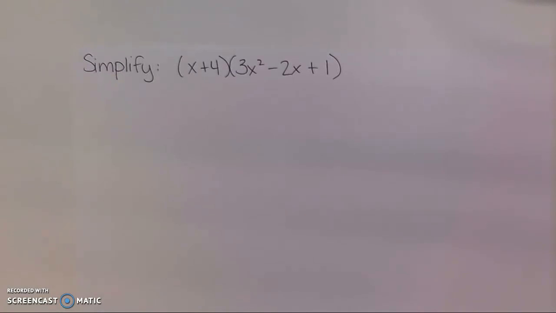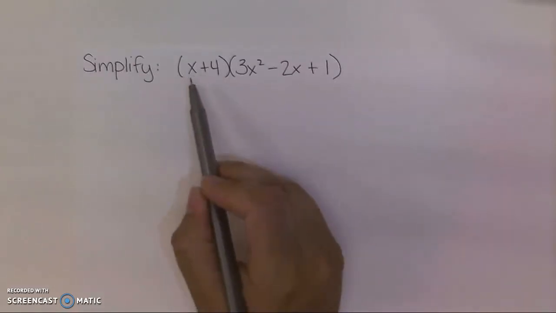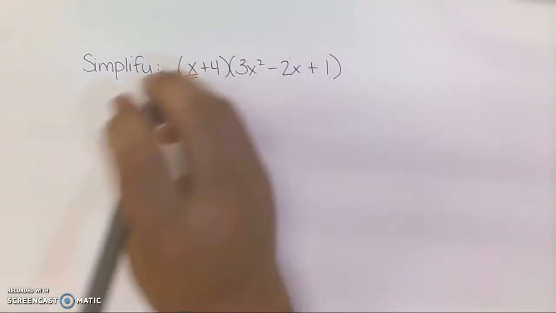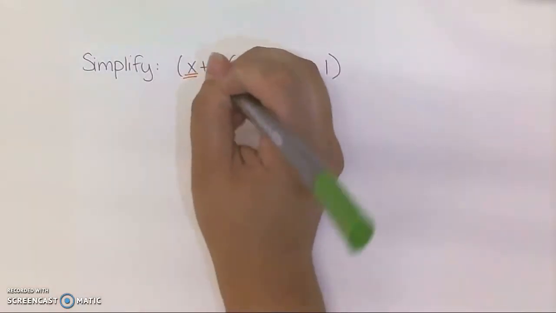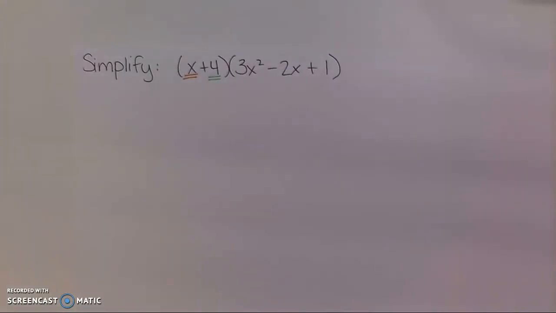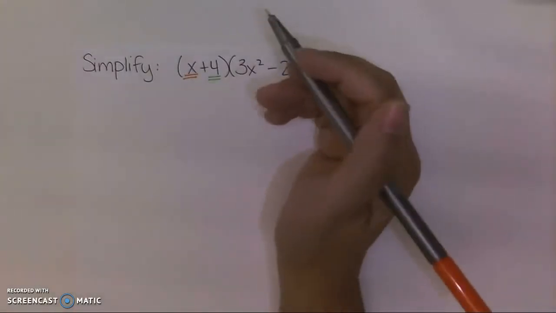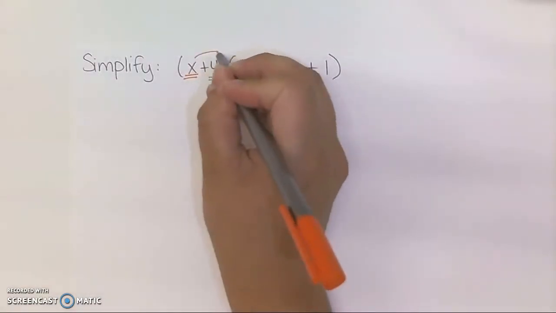All right, so in order to multiply this binomial by this trinomial, I'm going to use what I like to call double distribute. Essentially, I'm going to distribute the x term, and then after I distribute the x term to all of the terms in the trinomial, I'm going to distribute the 4 to all the terms in the other trinomial. So I'm going to do the x first.